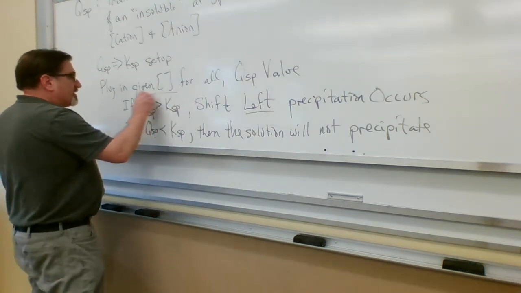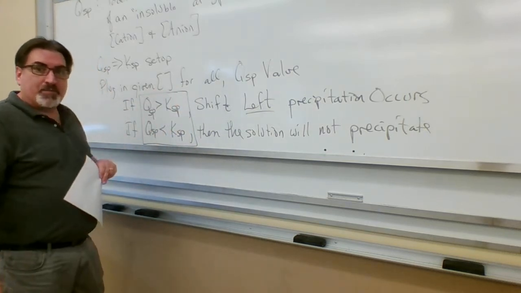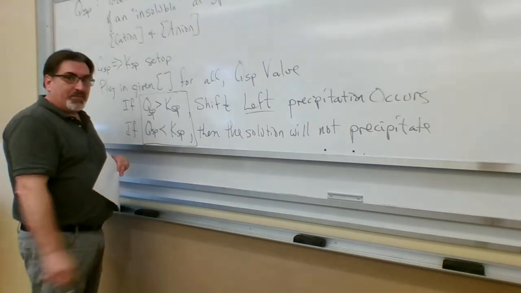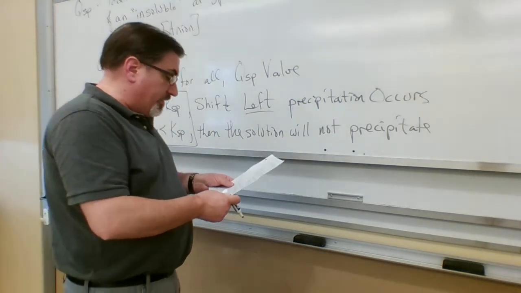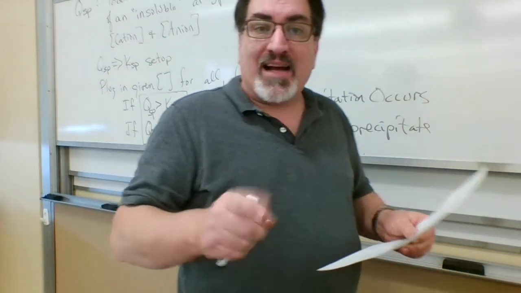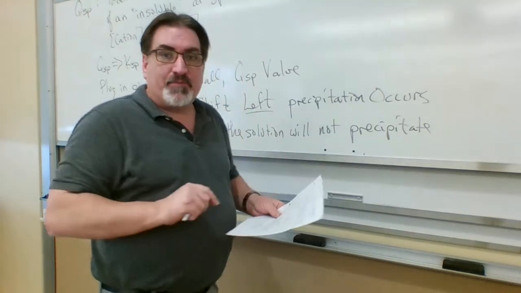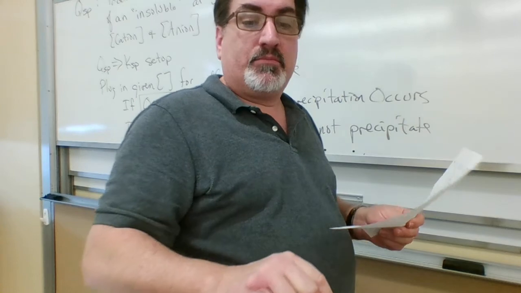So this relationship is key. Whether QSP is greater than KSP, that means precipitation. If it's less than KSP, that means it will not precipitate. We can make that solution without a precipitate occurring. So we're ready to start some actual example problems for KSP. Set up the expression and plug in some numbers and actually get some calculating done. Bet you can't wait.